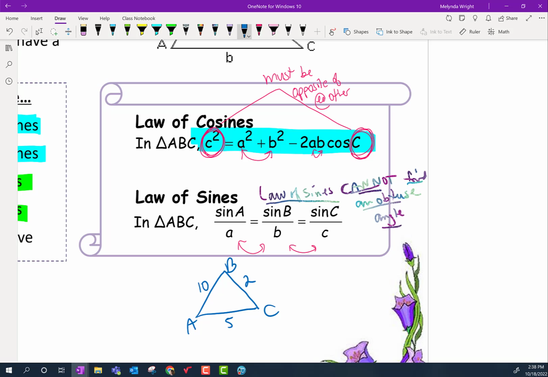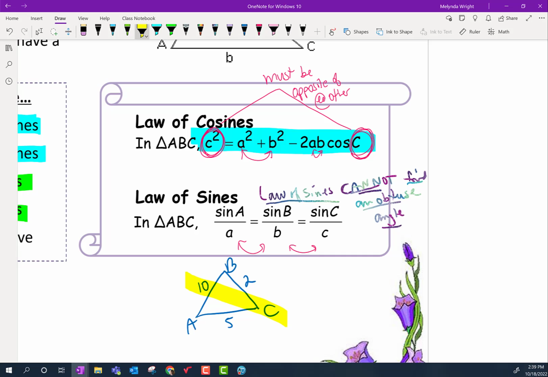Angle C. Angle C is definitely going to be the largest one because it's across from the largest side measure. So we would never want to find angle C using law of sines. We could find angle A or angle B using law of sines. We should never look for the largest angle using law of sines, just to be cautious, because in case it's obtuse, we won't know it.